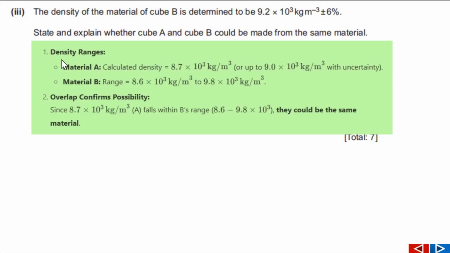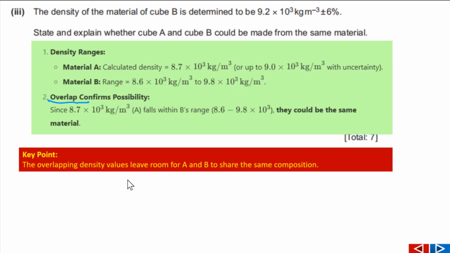In this case, first of all, we have determined the density ranges for material A and material B, and the ranges are overlapping. As the ranges overlap, it means they can be made of the same material. Very important point, here is the key concept. Overlapping means they can be made of the same material, so they can have the same density.